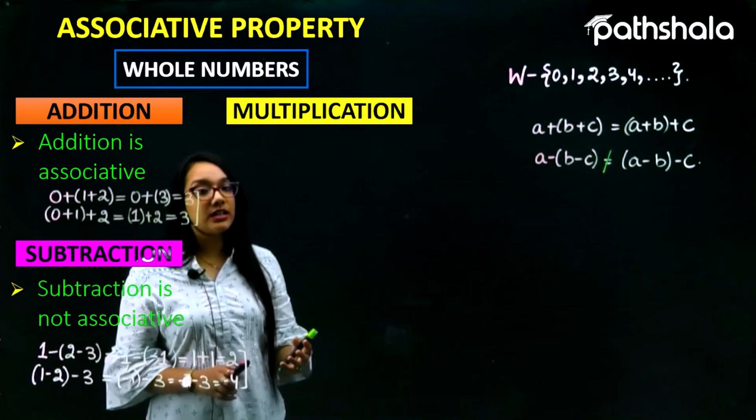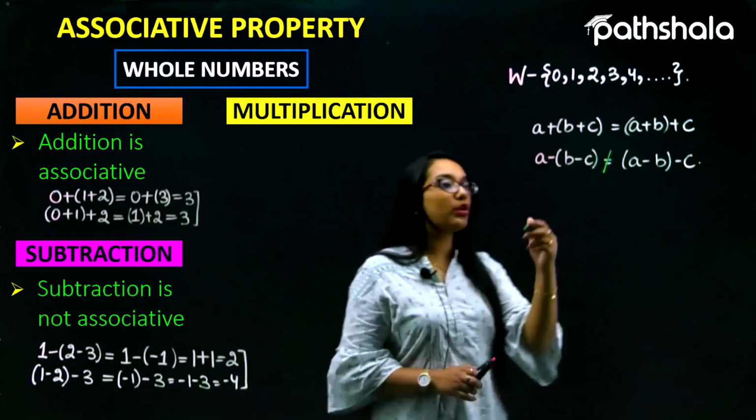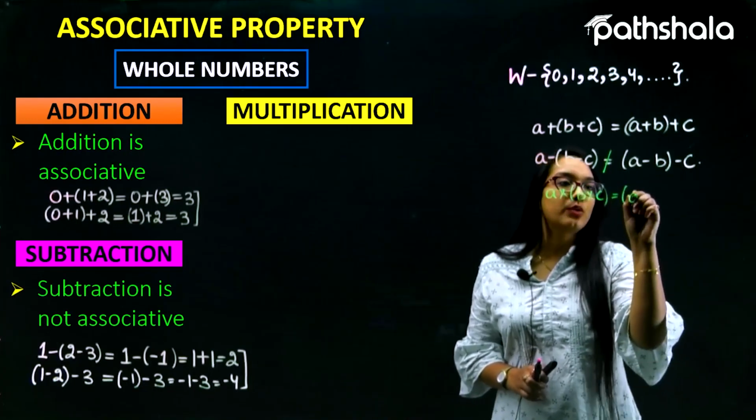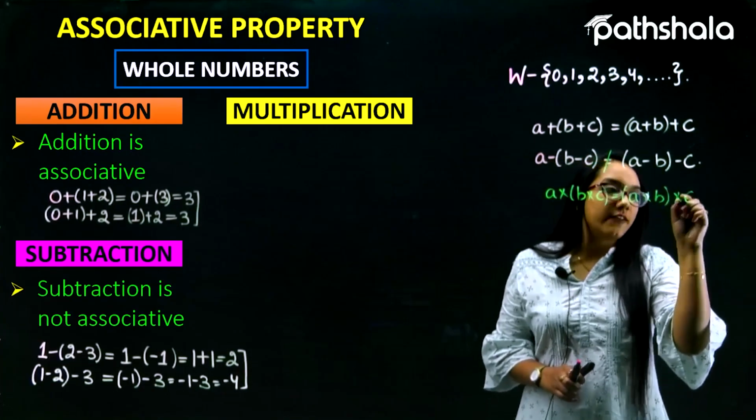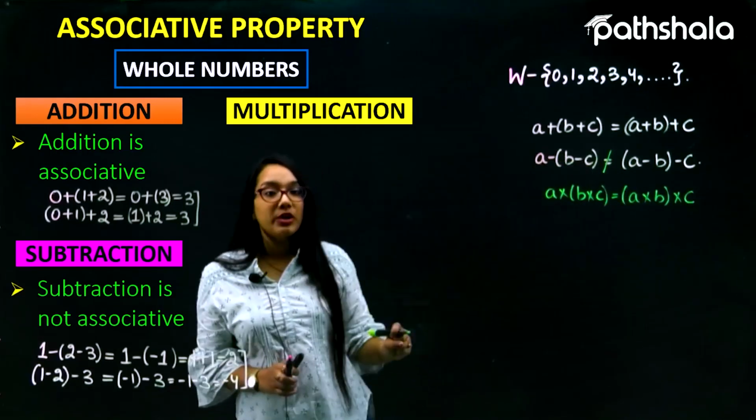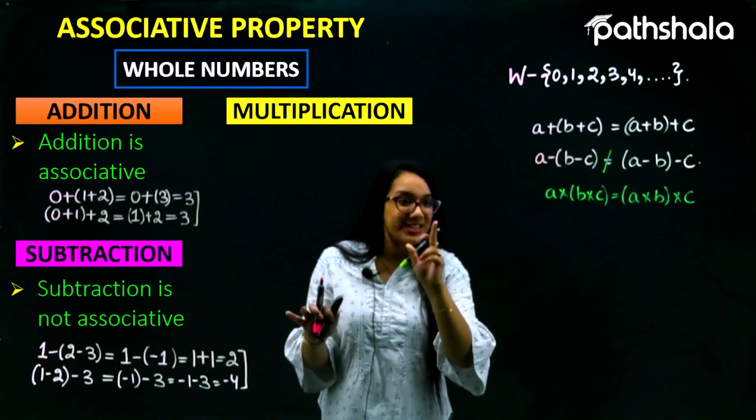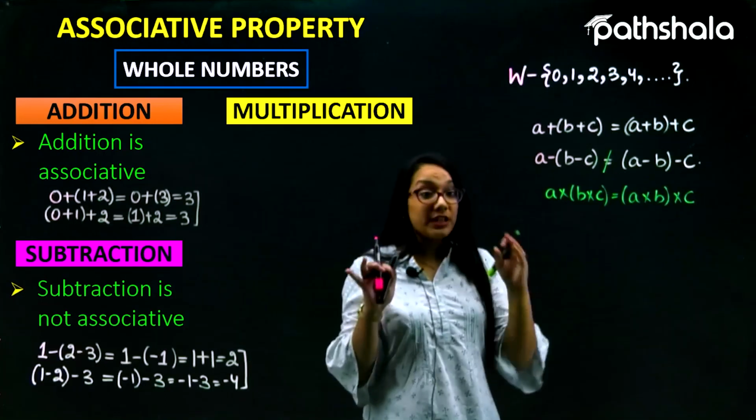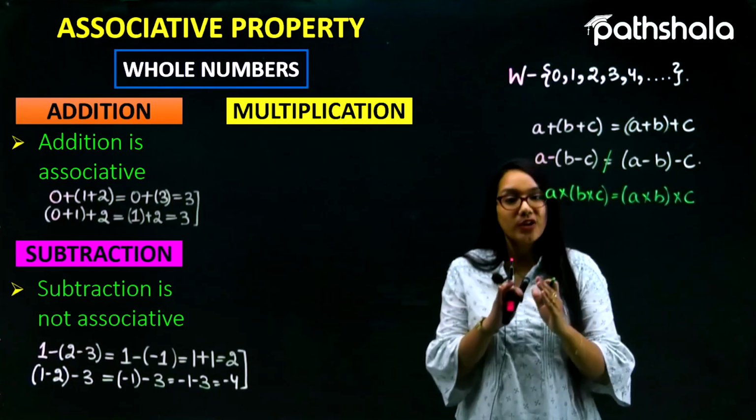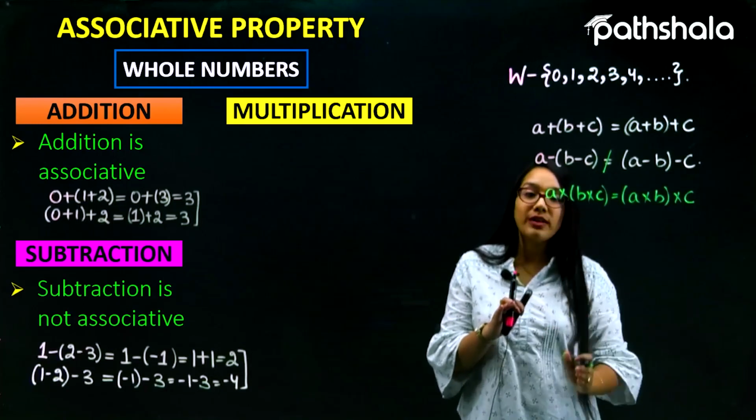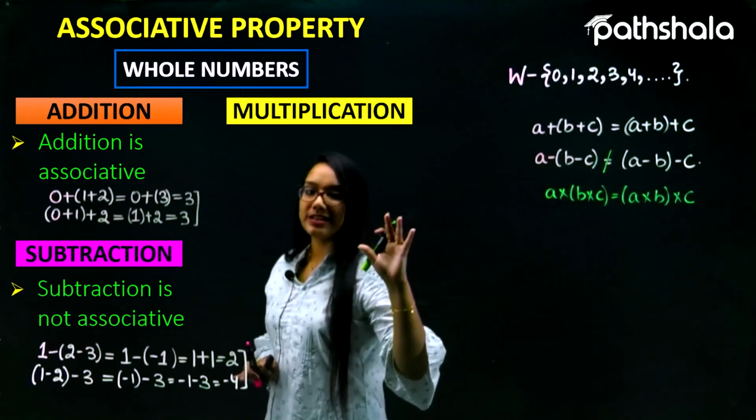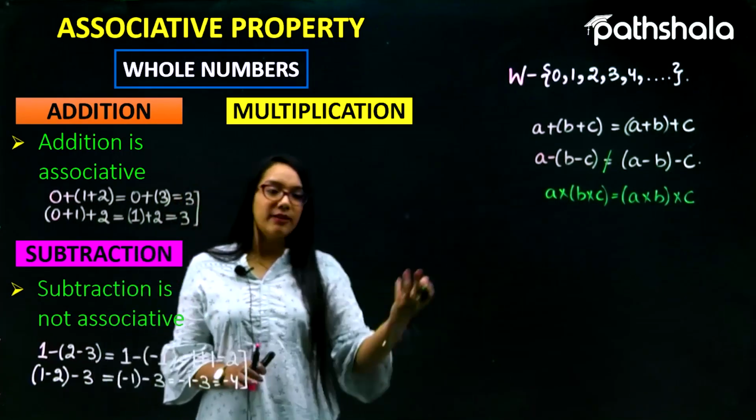Let's take another three whole numbers again, and we have to conclude that A into (B into C) should be equal to (A into B) into C. If this property holds, then multiplication is associative, else multiplication is not associative in nature. So let us suppose I am taking any three numbers, 1, 2 and 3, or I'll take 2, 3 and 4, let us suppose.